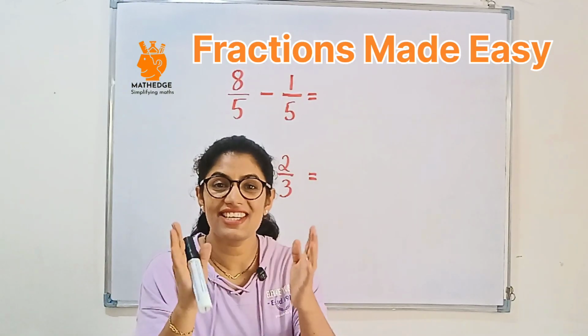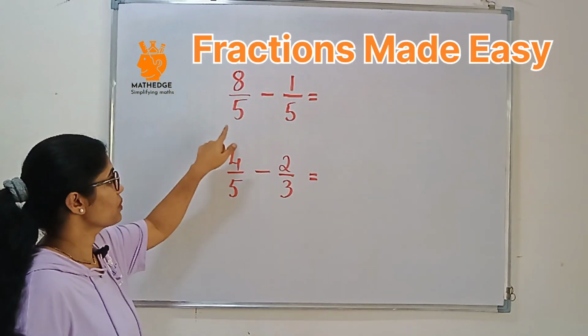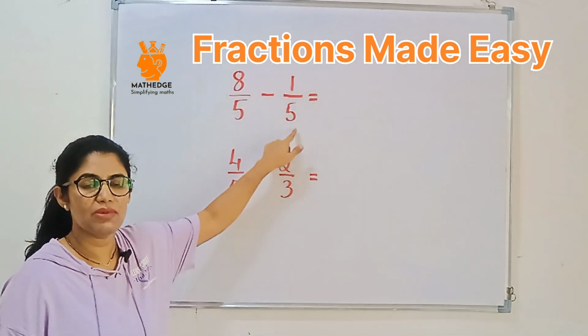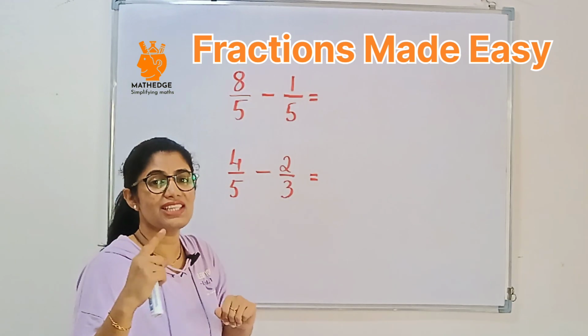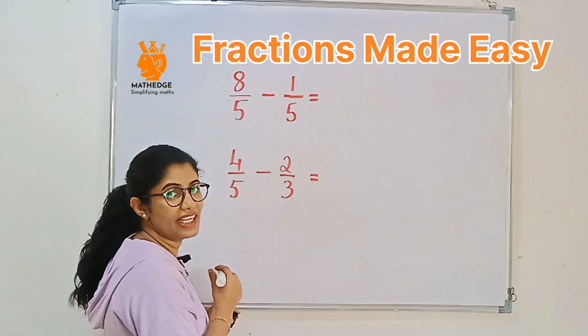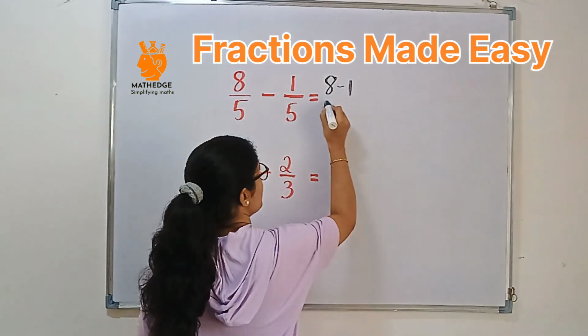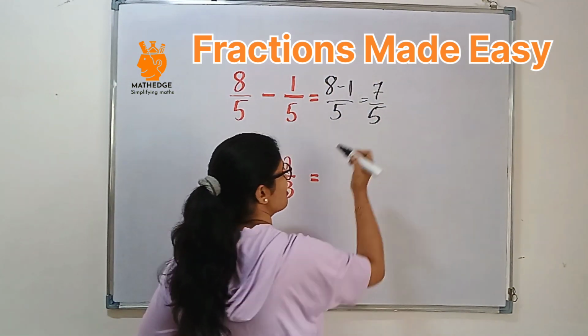Now subtraction is just as easy. So let us consider 8 over 5 minus 1 over 5. Here, if the denominators are the same, how did we do it for addition? Same as it is here. You just change the sign. So 8 minus 1 in the numerator, the sign is negative, and the denominator is the same, write 5. 8 minus 1 is 7 over 5.